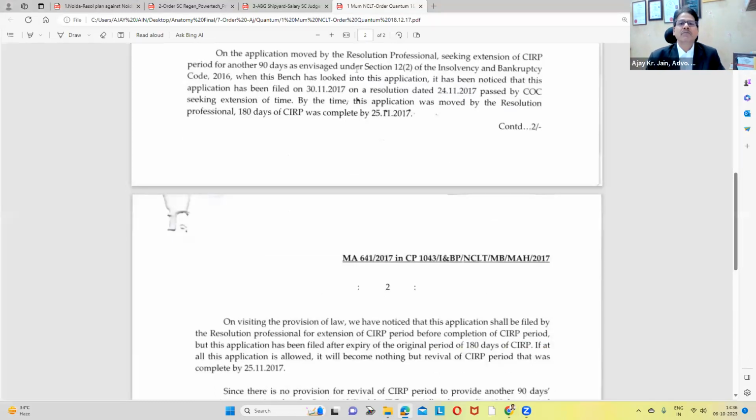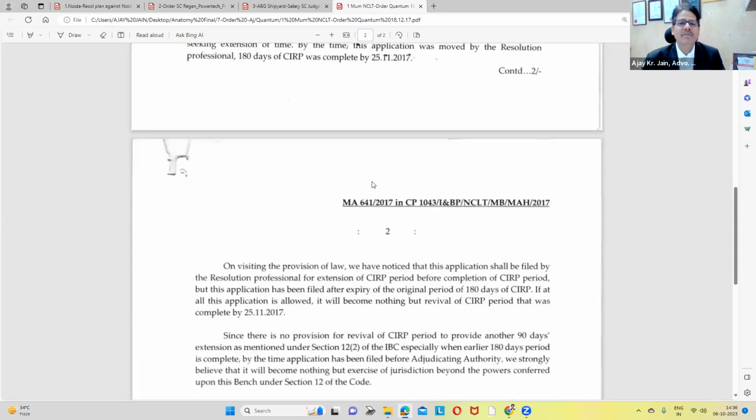Here, on the application moved by the RP seeking extension of CIRP period for another 90 days as envisaged under section 12, when this bench looked into the application, it was noticed that it was filed on 30th November 17 on a resolution dated 24th November 17, passed by the COC seeking extension of time. By the time this application was moved by the RP, 180 days of CIRP was completed by 25th November 2017. The same analogy was adopted by the AA of Mumbai.